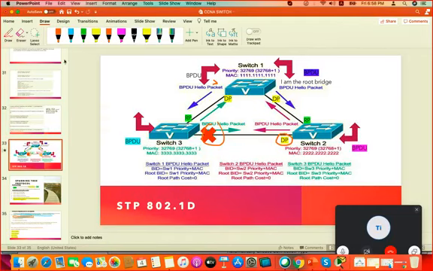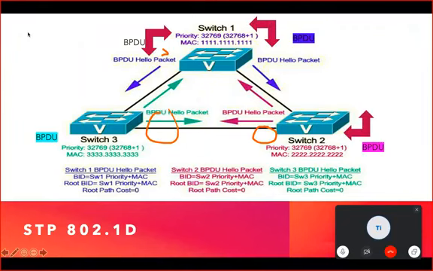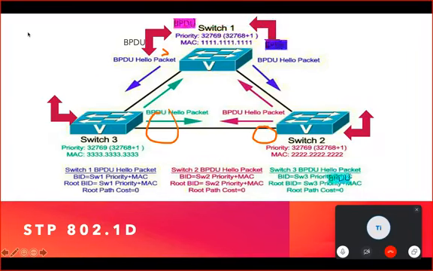See again. The first thing is they are sharing the BPDU with each other, right? Once they share the BPDU and compare it, switch 1 will compare with its own BPDU. BPDU contains the switch priority plus the MAC address. The priority values are the same, so switch 1 will decide by comparing the MAC address. Switch 1 will say, I am the root bridge, and this information will go to switch 2 and switch 3, and they will find out that the root bridge is switch 1. Fine.